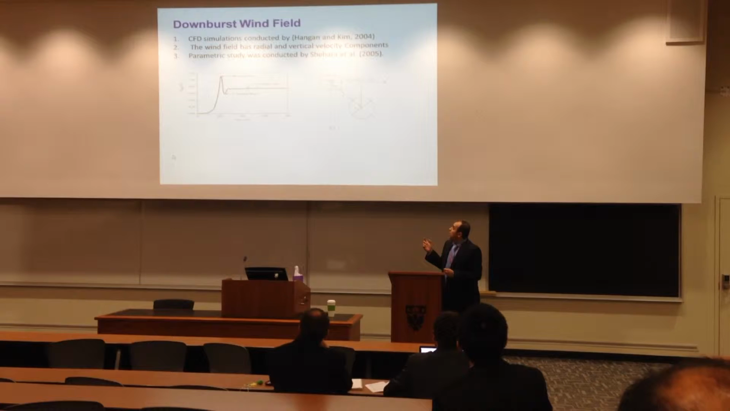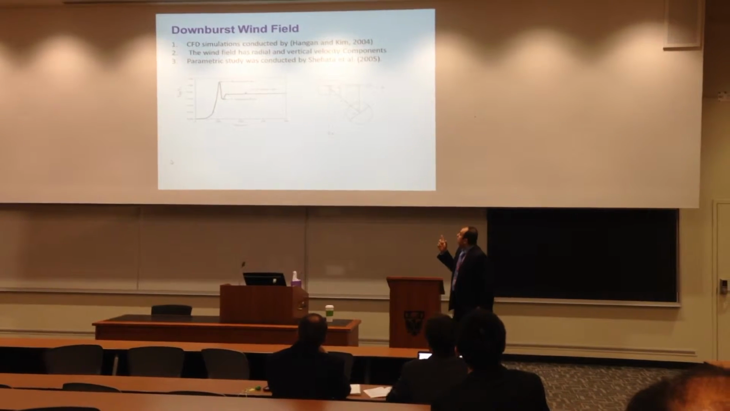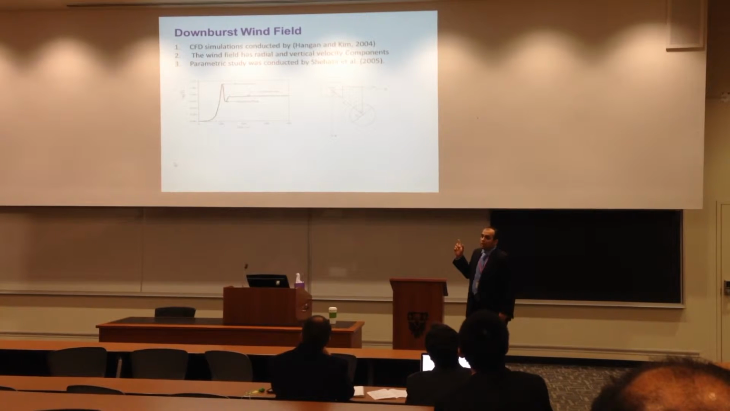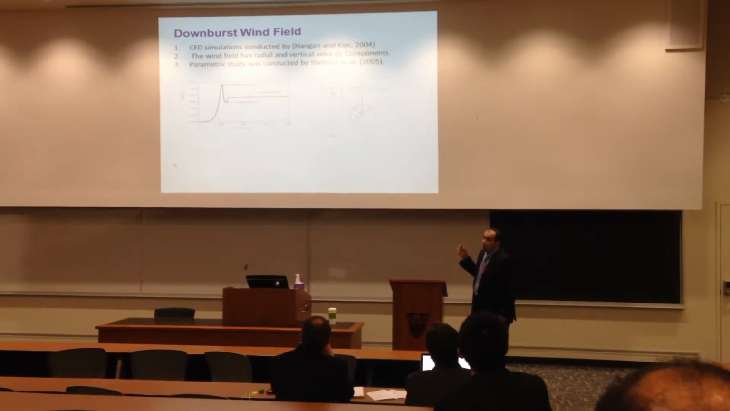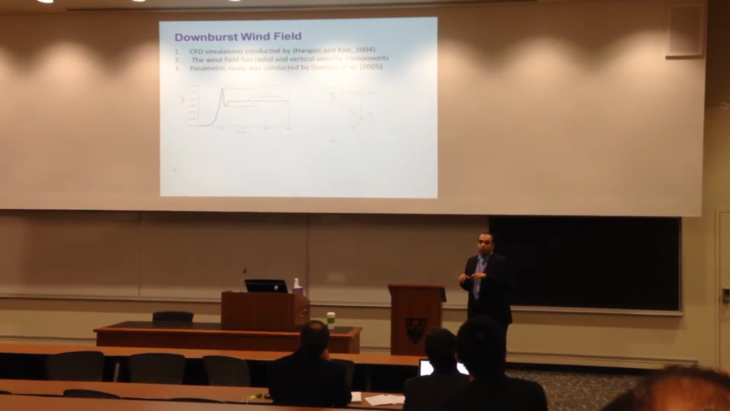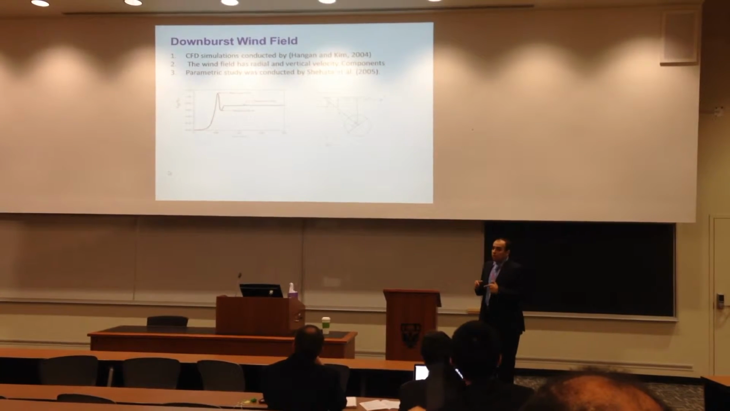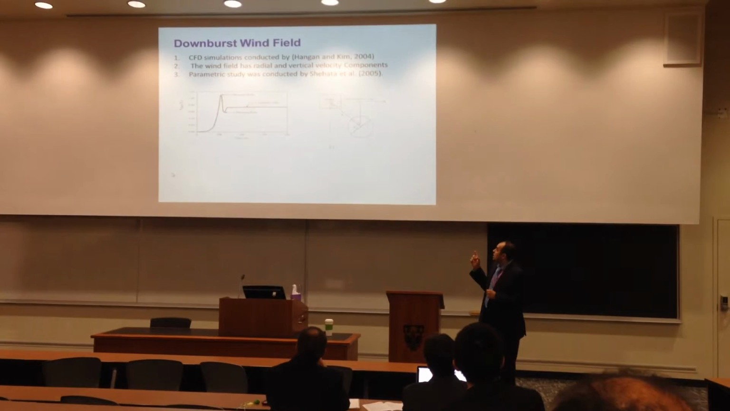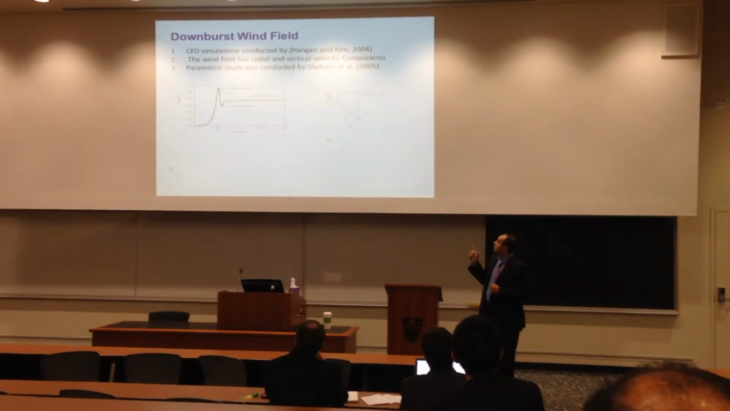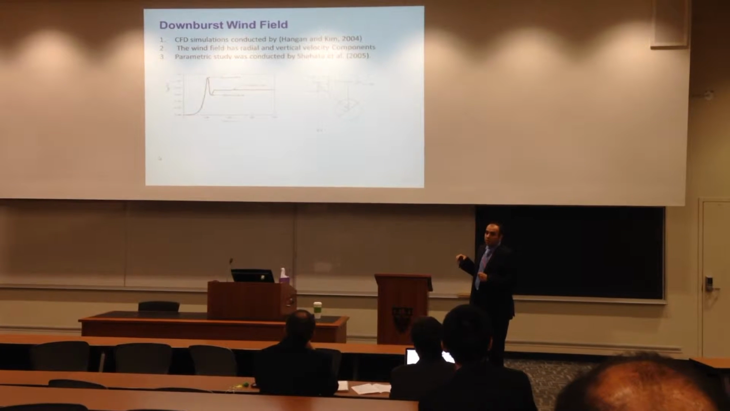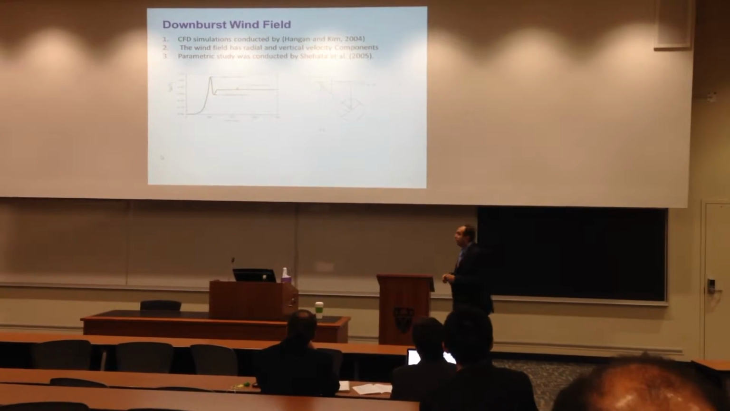This figure shows the different parameters that affect the downburst configuration. It depends on the jet velocity at which the downburst hits the ground, the jet diameter or the size of the downburst, the distance between the center of the downburst and the center of the tower, and the angle of inclination of the downburst event with respect to the tower.